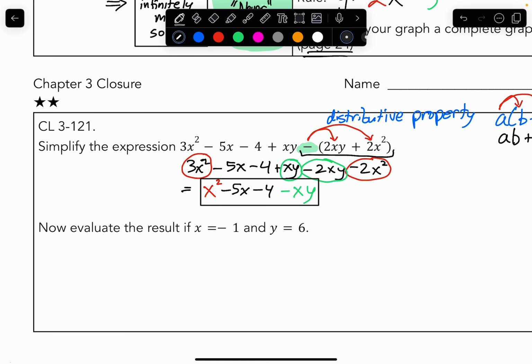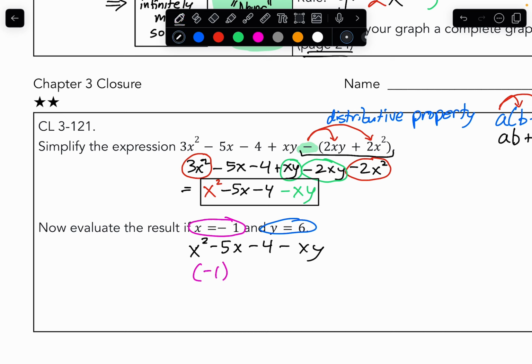The second part actually asks me to use x values and y values in this equation that I just formed. So step 1, I'm going to write down the problem here. And step 2, I'm going to substitute, wherever x is, I'm going to substitute negative 1 with parentheses. And wherever y is, I'm going to substitute 6 with parentheses. Okay? So I have x squared. I'm going to write negative 1 squared.